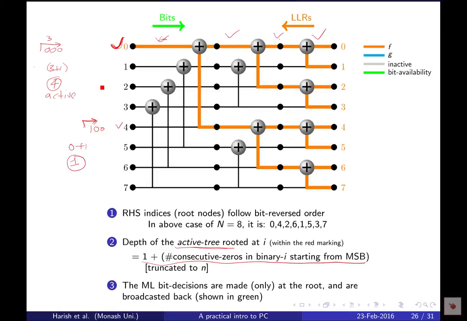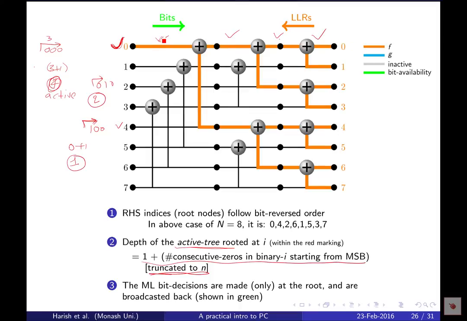If it is 010, then there is one consecutive zero from MSB. Therefore, there are going to be two active levels. This is the computation. That's all I'm saying. In case it is exceeding 3, you truncate it to n. That's what this statement is saying. Because it doesn't make sense to have 4 active levels, because the maximum number of levels is only 3.